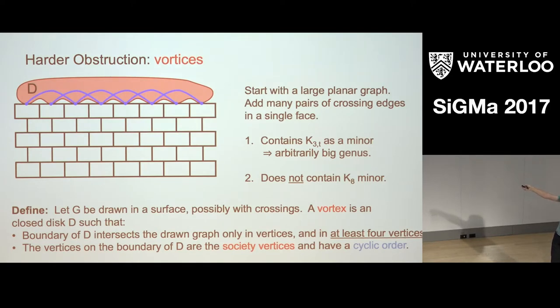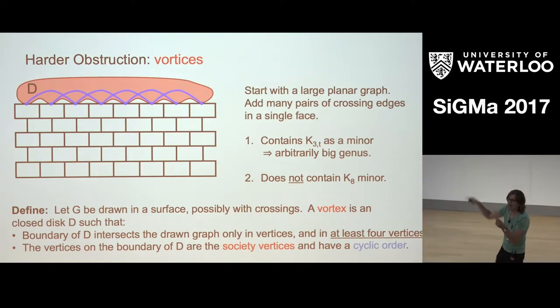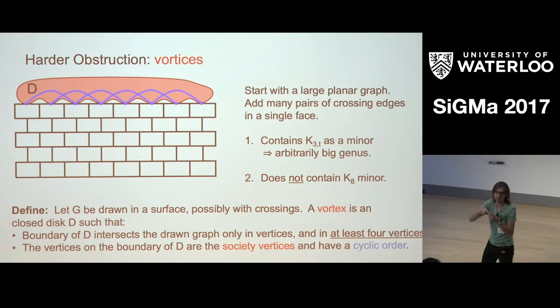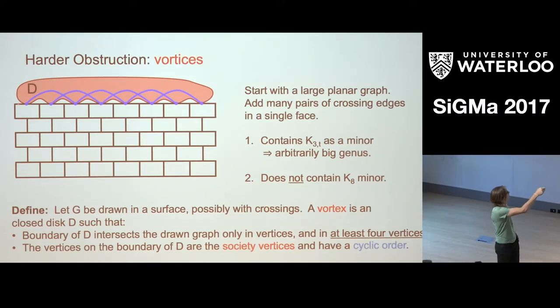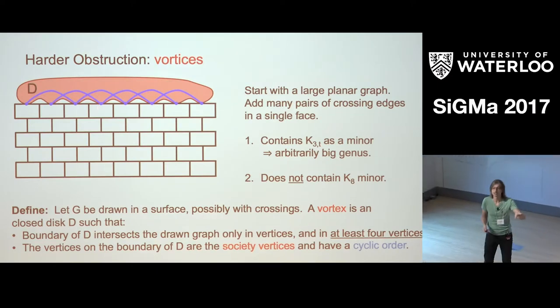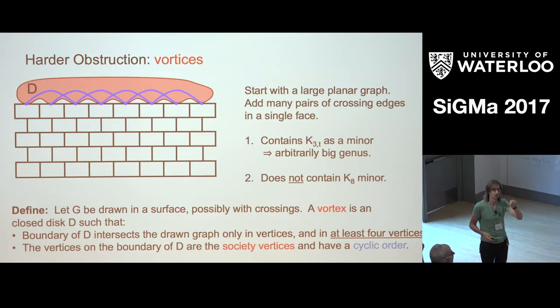So here's my closed disk in the plane here, drawn in such a way that the boundary intersects the drawing only in vertices. And I call the vertices on the boundary of D the society vertices. And note that as I'm going around the boundary of the disk, there's a well-defined cyclic order to the vertices that I intersect here. OK, so that's all a vortex is. It's a disk on a drawn graph which doesn't mess with the edges. The boundary of the disk only intersects the vertices.